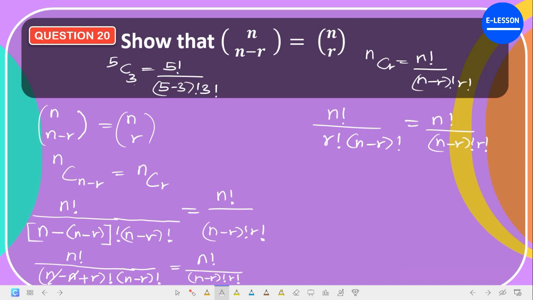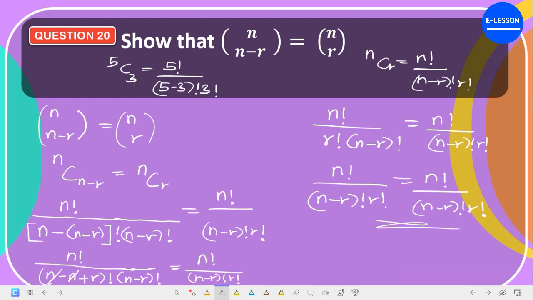Now if you rearrange this, you see that it's equal to this. So n factorial all over n minus r factorial r factorial is equal to n factorial all over n minus r factorial r factorial. And that is the solution to that question.